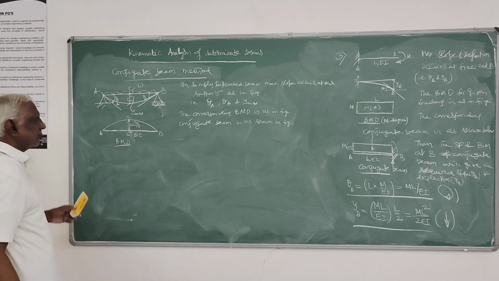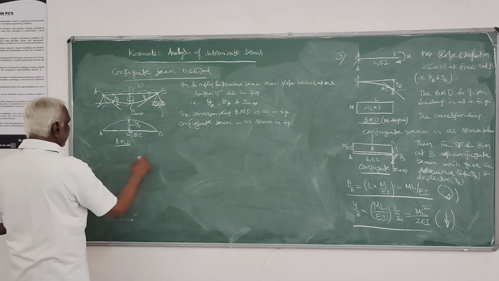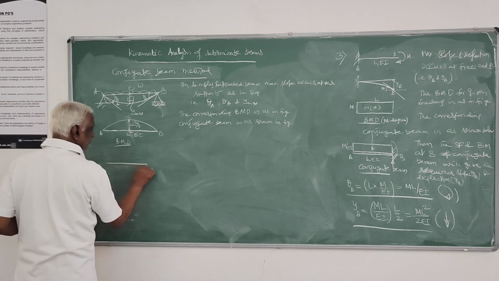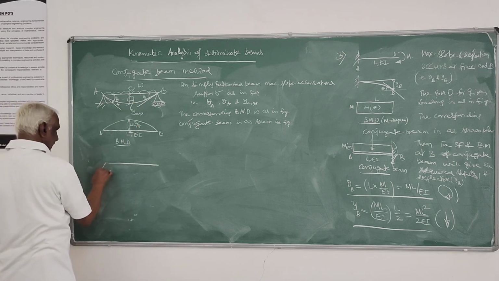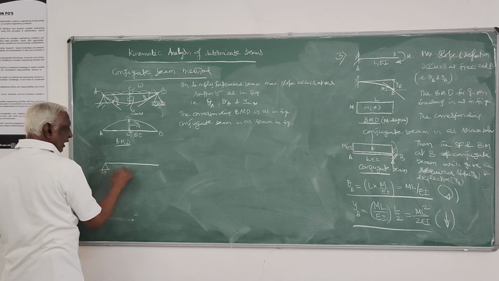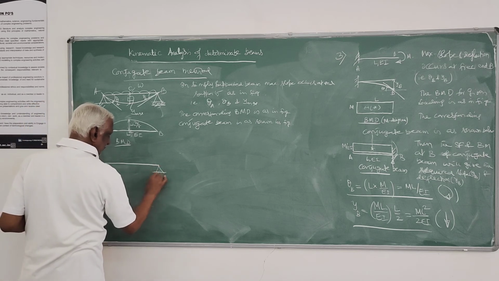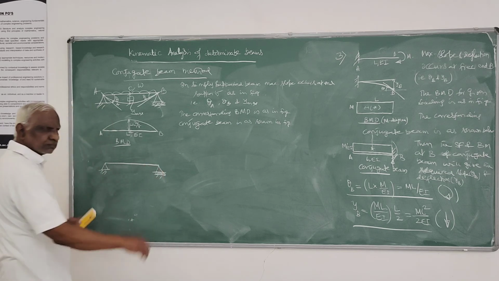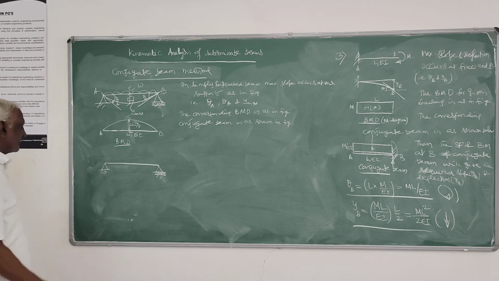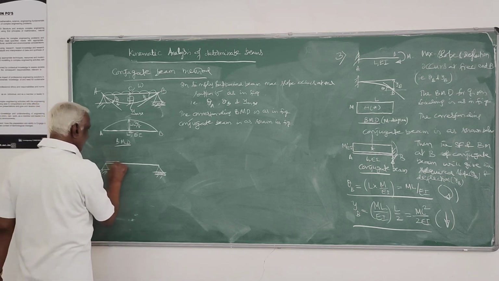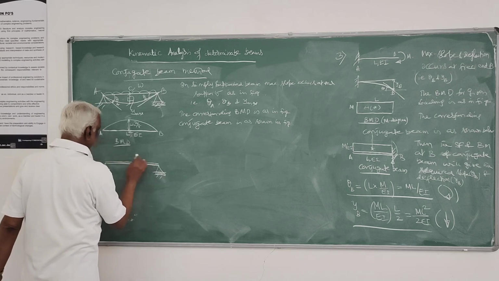How to draw the conjugate beam? Geometry-wise it is the same. The ends are simply supported, so that will not alter these two. Given beam and conjugate beam are one and the same. Loading will be the M by EI diagram.